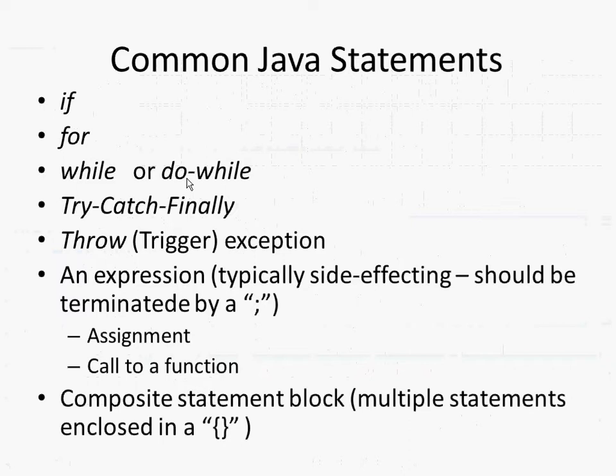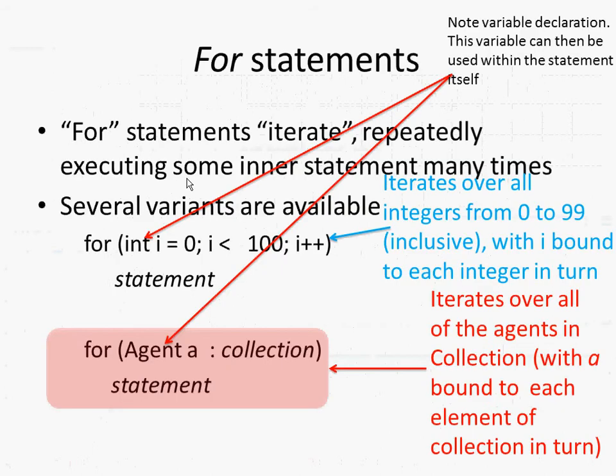These are some very common Java statements we'll be talking about. The if statement, for statement, while or do while, try, catch, finally, throw an exception, and then statements that do things like assign, or call functions, which actually apply functions that change something. And then there are some which enclose a bunch of other statements in a block, in these curly braces. They just undertake those other statements, and handle any variables associated with them.